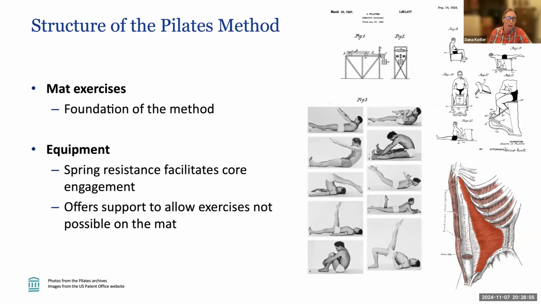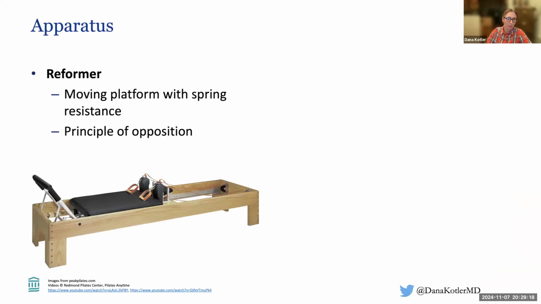With variations. Then there was equipment that was developed, and Joseph Pilates developed the equipment himself. He built it and he patented it himself. And it uses spring resistance to facilitate core engagement. The springs give you something to push against to then activate in opposition to, or they help you do things. So you're often working with the springs to do things that either are not possible or just really difficult to do without any assistance on the mat.